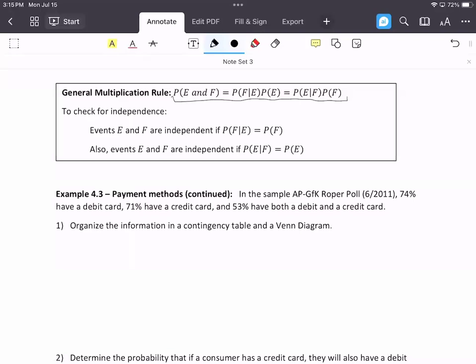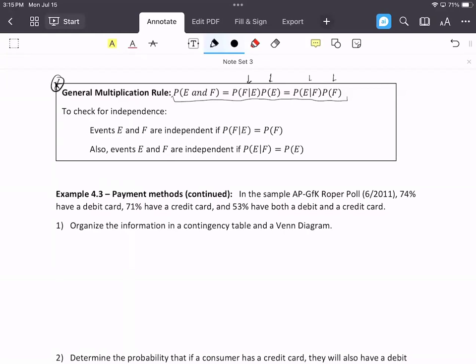The probability of two events, E and F, occurring equals the probability of F given E times the probability of E, and it also has to equal the probability of E given F times the probability of F. Like I said, these are just algebraic manipulations from the conditional probability rule. So we're going to use this.